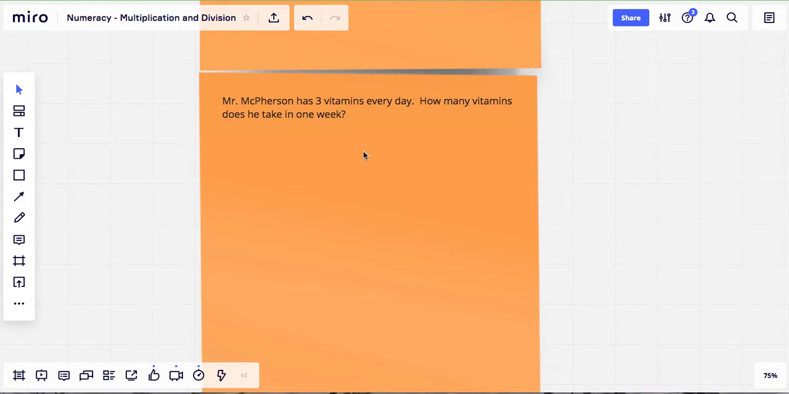Mr. McPherson has 3 vitamins every day. How many vitamins does he take in 1 week? So I have 3 vitamins every day. How many do I take in 1 week? So I could set up my chart this way. I could say, well, every day of the week would be Monday, Tuesday, Wednesday, Thursday. I'm just going to put TH here. Friday, Saturday, and Sunday. Okay, so if I take 3 vitamins every day, there's 3.